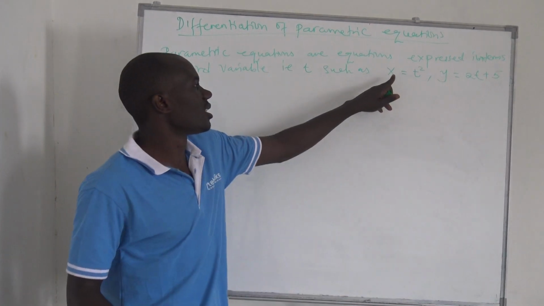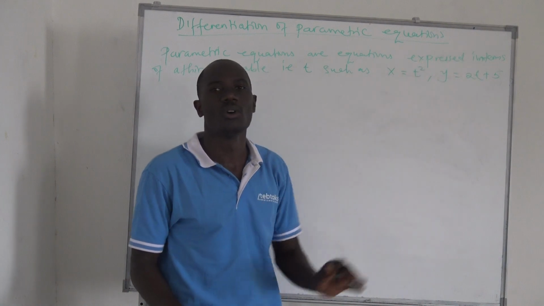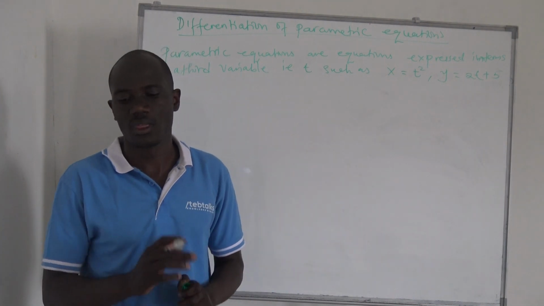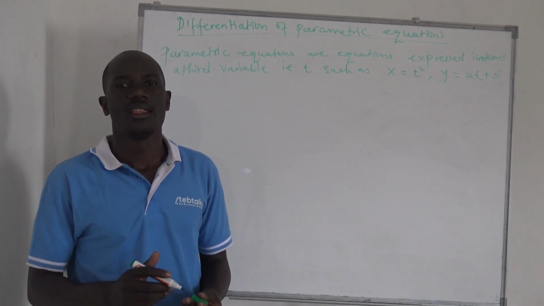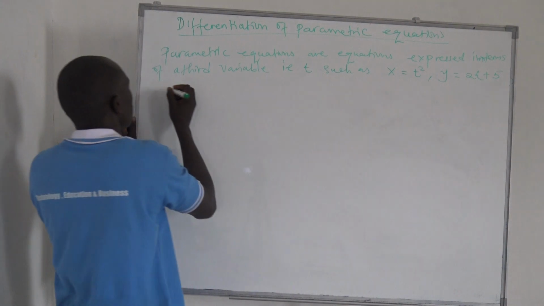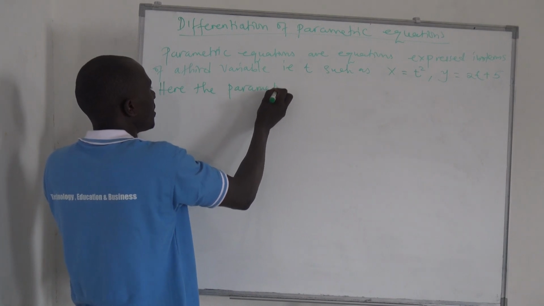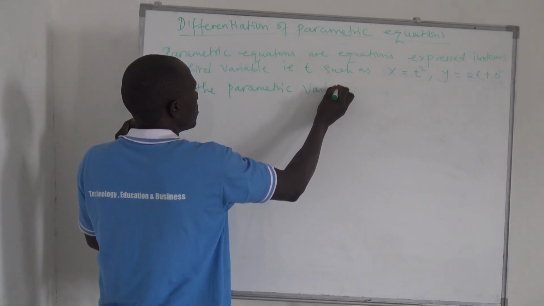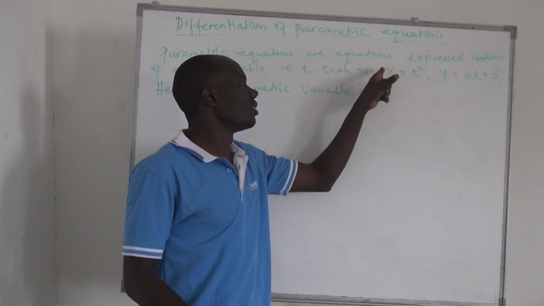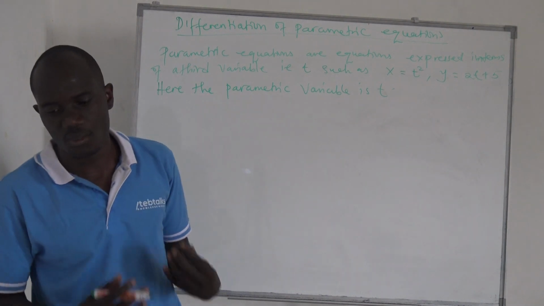You can see that x is a variable but is expressed in terms of another variable t. y is also a variable expressed in terms of t. So when you find two equations expressed in terms of another variable, we call them parametric equations. Here the parametric variable is t. You can see t is appearing in the equation of x, and t is also appearing in the equation of y. So we say the parametric variable is t.